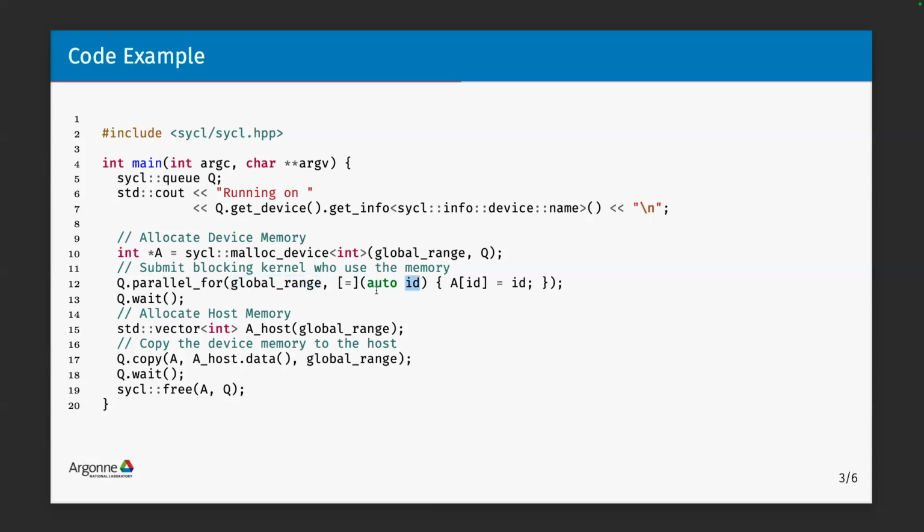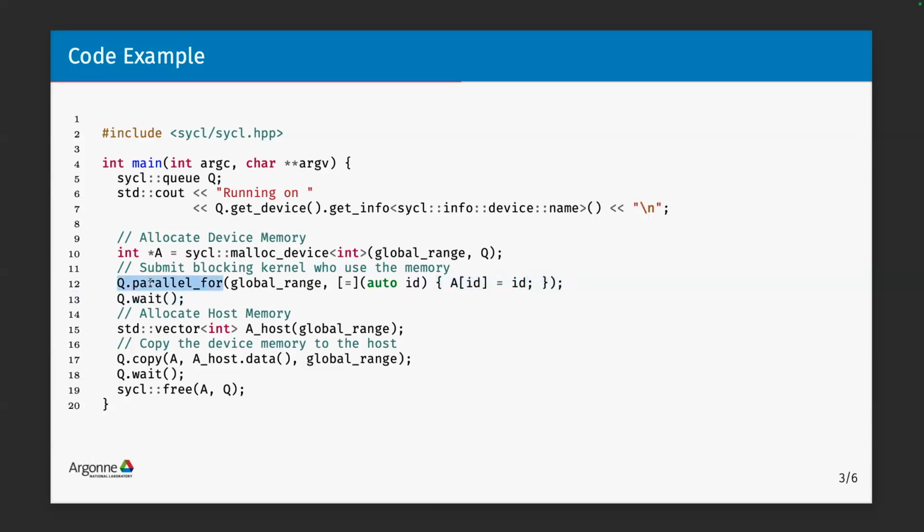Then your lambda will get an index. There's no magic global function to get the index. You just get the index from your lambda. It's a parameter of your lambda, and then you can use it to index. So this is what you can do. A is my pointer, and I index with the ID, and I put 1. So this is like a std::iota.